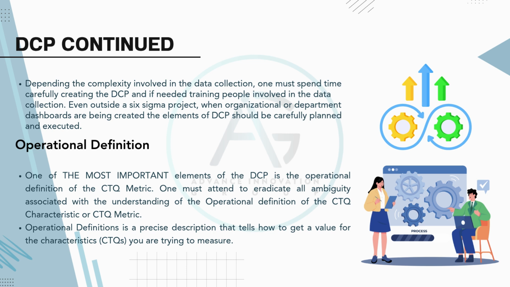Now let's move to operational definitions, arguably the most critical part of your DCP. An operational definition is a clear, precise, and agreed-upon explanation of how a particular CTQ metric will be measured. It ensures that everyone involved in measurement does it the same way. There is no room for personal interpretation. Results are reliable and repeatable, regardless of who collects the data. In short, without a strong operational definition, your data lacks consistency, and your analysis becomes questionable. Always take time to define it properly before proceeding.